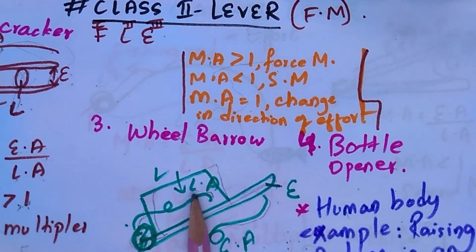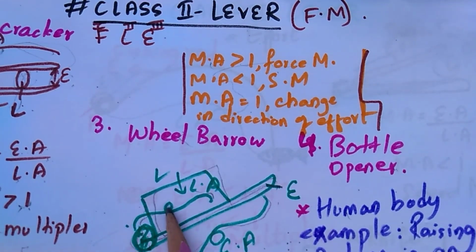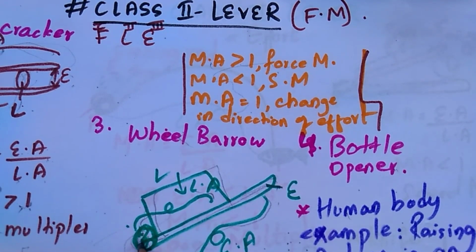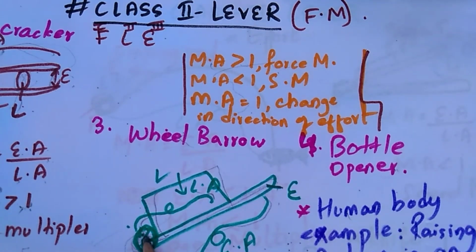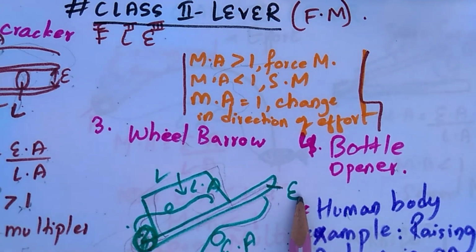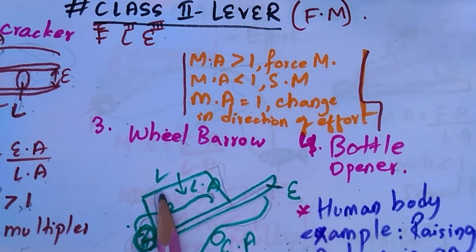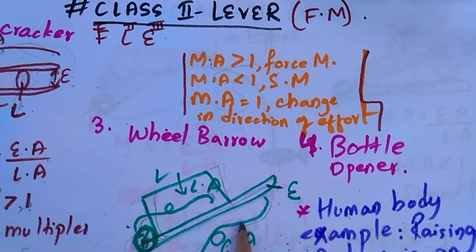Next example is wheelbarrow. This is a wheelbarrow. This is the fulcrum. This is the wheel, the fulcrum about which it rotates. This is the load, and this is the handle from where you apply effort. So the distance between the fulcrum and the load is known as load arm, and the distance between the fulcrum and the effort is known as effort arm.